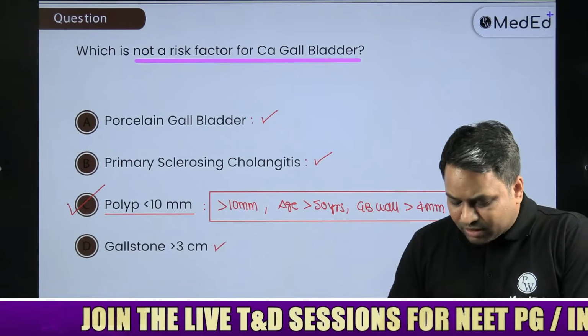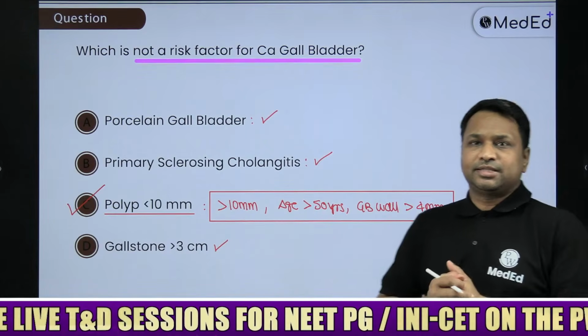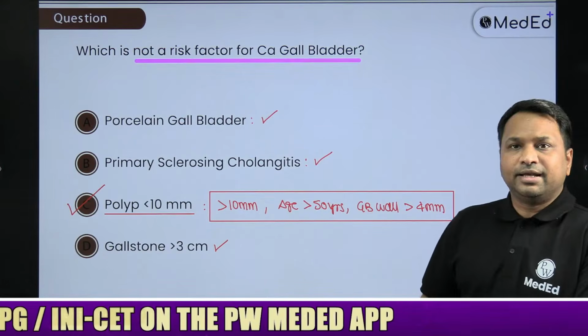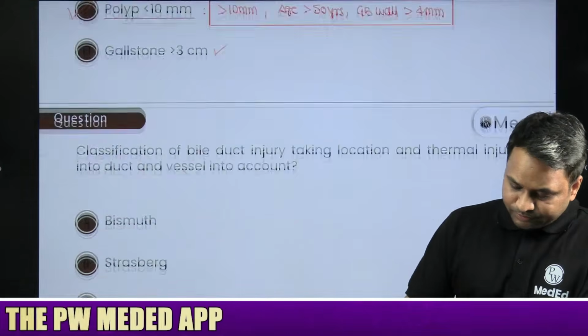Gallstones, especially more than 2 centimeters, they increase the risk. So the answer here is going to be C for Calcutta.